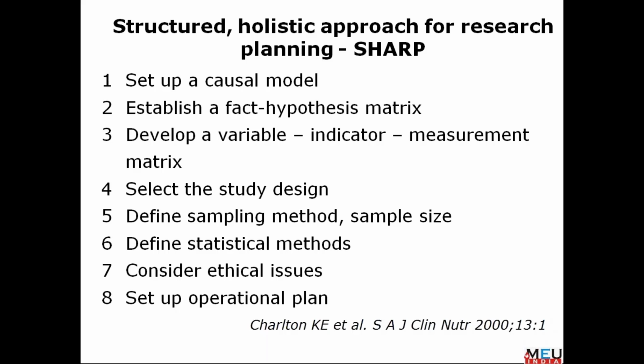That is, set up a causal model, establish a fact hypothesis matrix. There are certain facts and you create certain hypotheses, and then there is a matrix. And then develop a variable indicator measurement matrix. What are the various variables? How will you measure them? What indicates progress? What indicates not accepting? How will you measure? What units will you use?